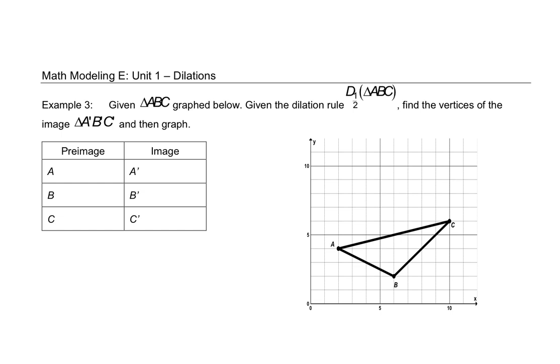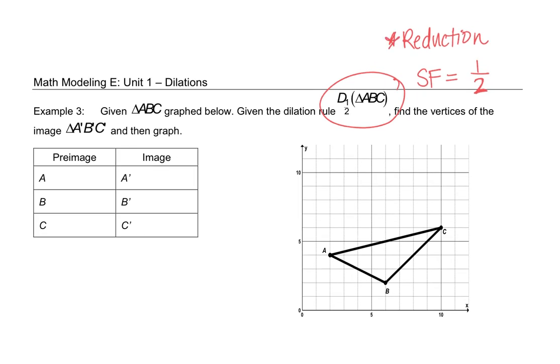Okay, so they want us to graph the new points. And what was given to us was this rule right here, D1/2. So what does that mean? My scale factor equals 1/2. Now, because I know that my scale factor is less than 1, it's a fraction, I know this is a reduction. So what's going to happen is my image is going to get smaller. Okay, so keep that in mind. I know it's a reduction because of the scale factor.